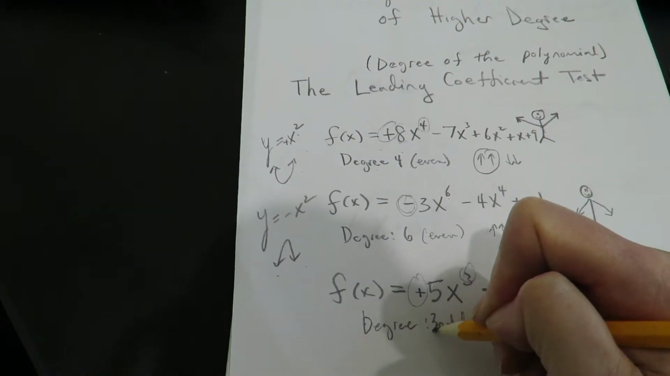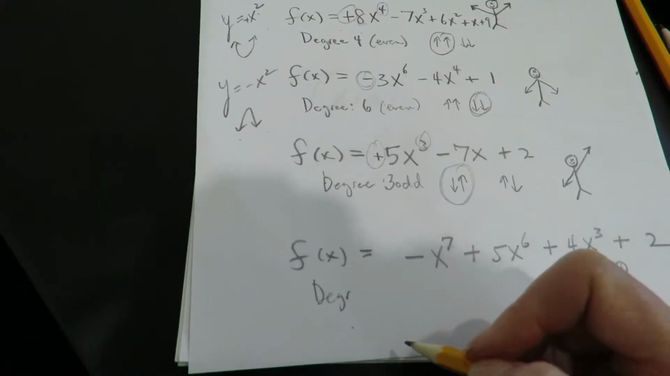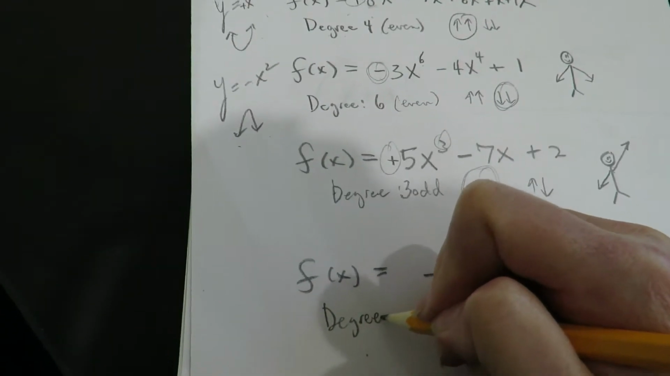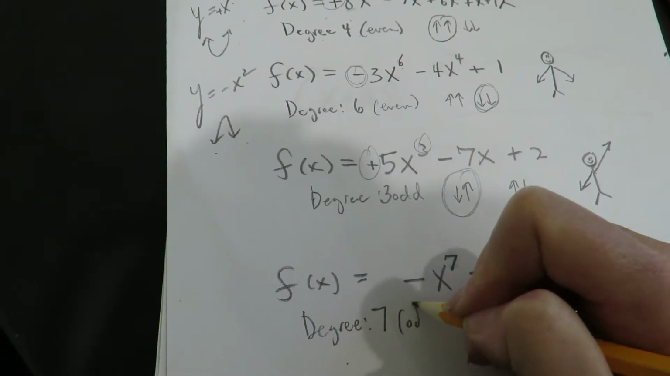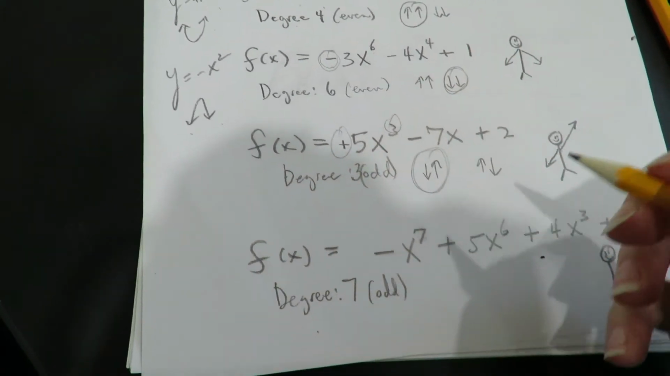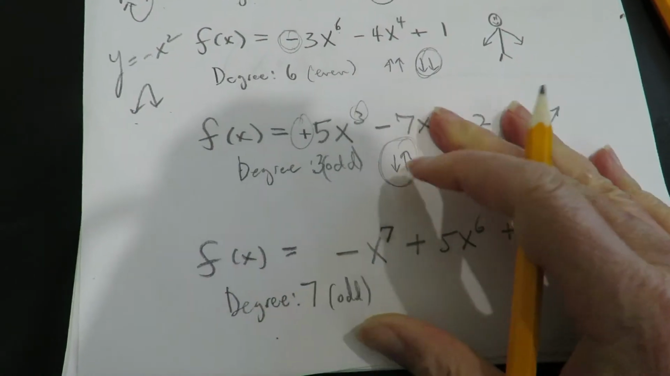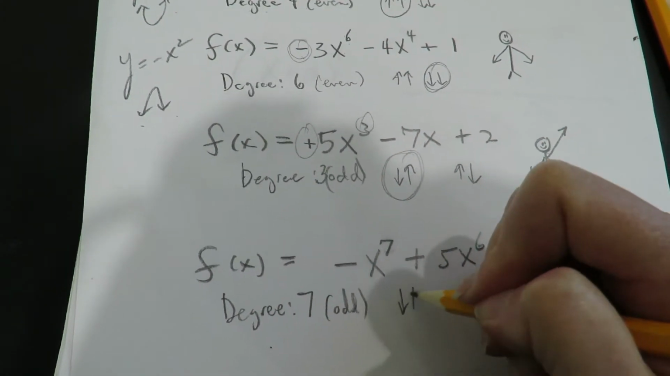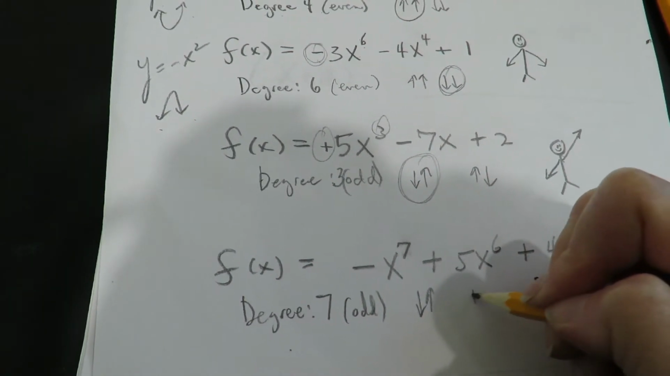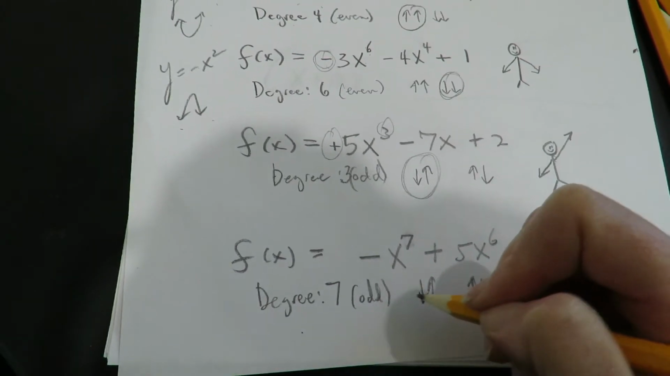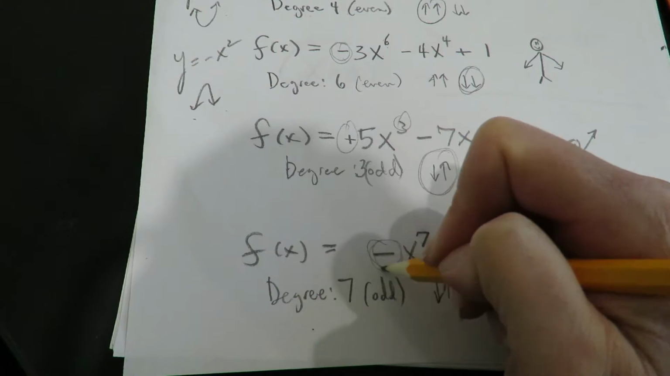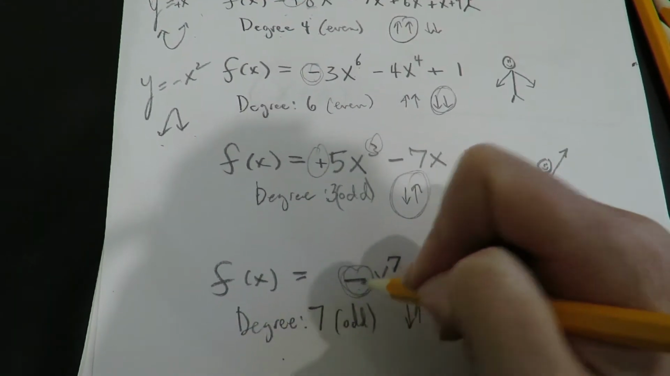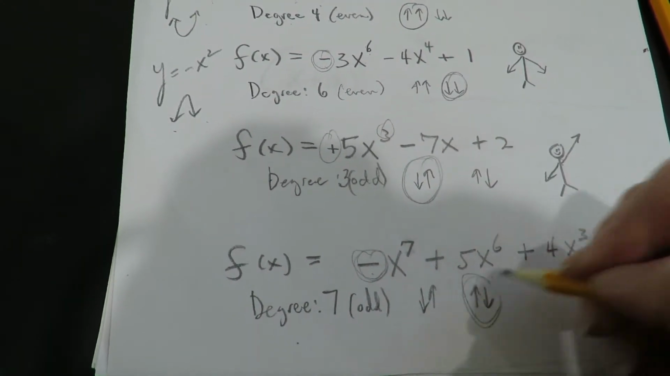All right, next one, degree. I could write degree 3 here. Okay. The degree of this one is a 7. That's odd. Odds again go in opposite directions. It's going to go either down, up, or up, down. How you determine which of the two it is, you look at whether the leading coefficient is positive or negative. If it's negative, it's going to go up, down.